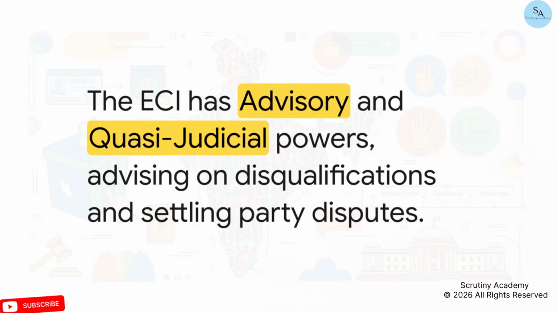The second A is for advisory. This is where the ECI gives advice to the president, for example, on disqualifying a member of parliament. And the Q stands for quasi-judicial, which is just a fancy way of saying they act like a court. The ECI steps in to settle disputes between parties, like if a party splits and both sides want the same election symbol. So yeah, AAQ covers the whole shebang.